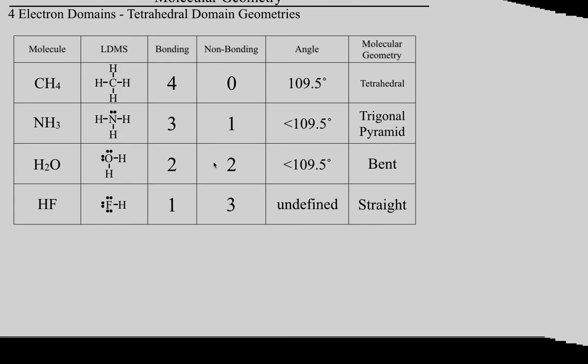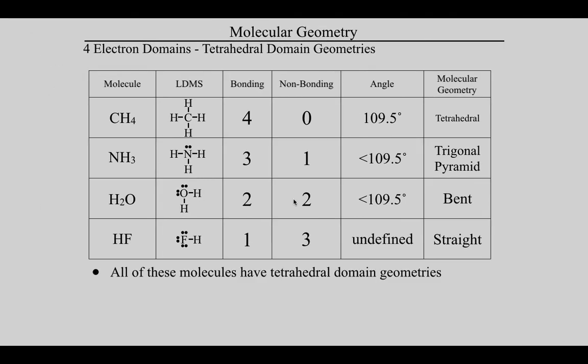But guys, in summary, check this out. What do all 4 of these molecules have in common? Or, yeah, let me zoom out. So guys, what do all 4 of these molecules have in common? And don't write this down, they all have tetrahedral domain geometries. All 4 of these have 4 domains, so they all have tetrahedral domain geometries.